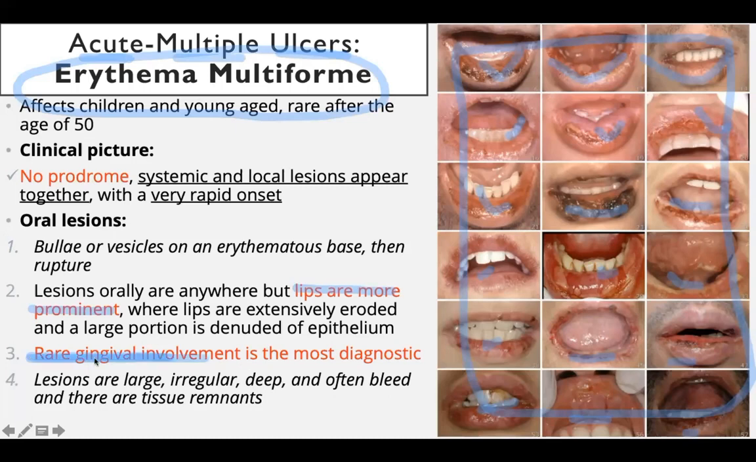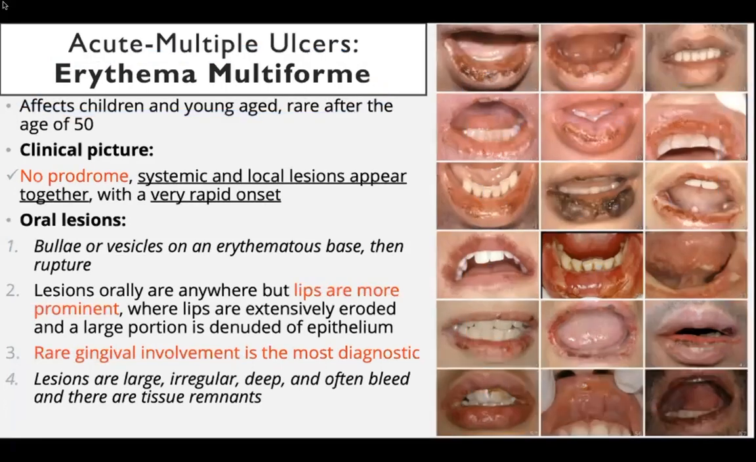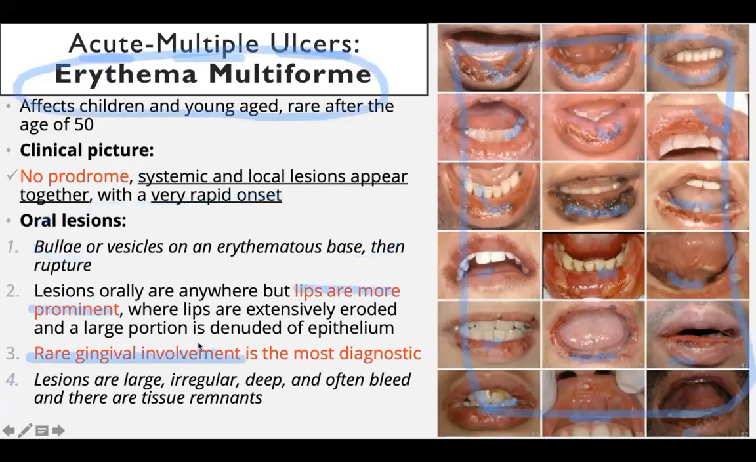Rarely the gingiva is involved. So we don't want to learn rare things. But if it is involved, it is most diagnostic. So after the lips, if the gingiva are involved, then it becomes the most diagnostic for erythema multiforme. And what was another condition involving the gingiva? It was acute marginal gingivitis, which was HSV, herpes simplex, the first one and the last one.